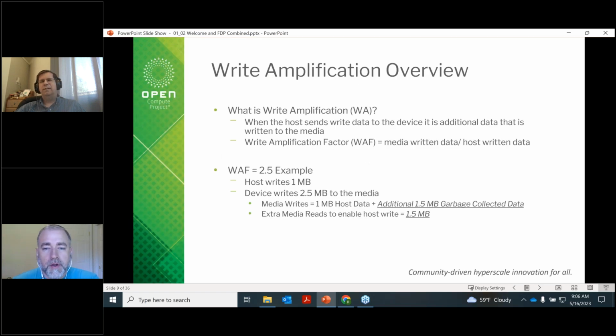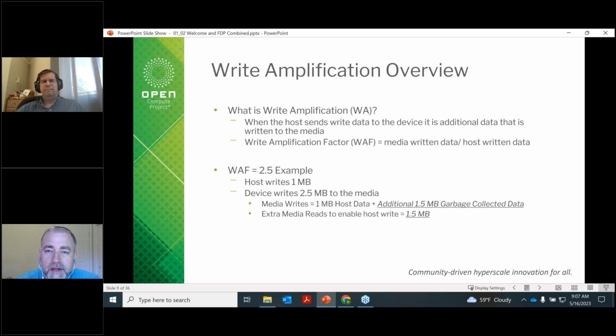Sure, yeah. So just to start from the very beginning, what is write amplification? When a host sends write data to an SSD or a device, it's the additional data that's written to media. A useful term here is write amplification factor, or WAF, which is the amount of data written to the media divided by the data that the host intended to write.